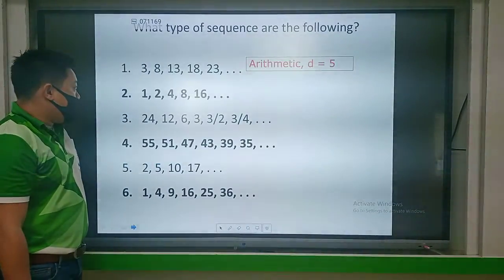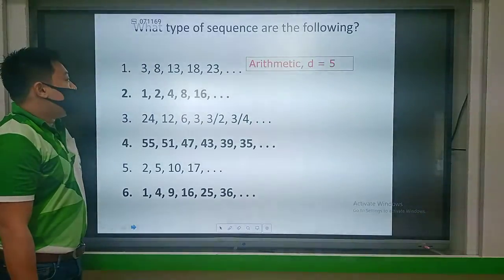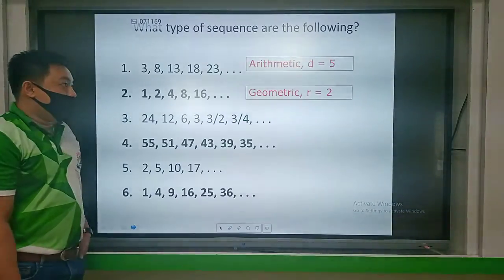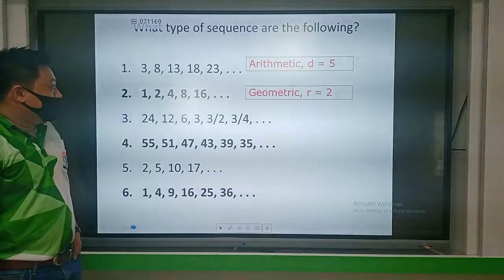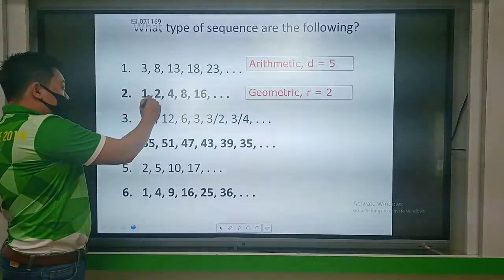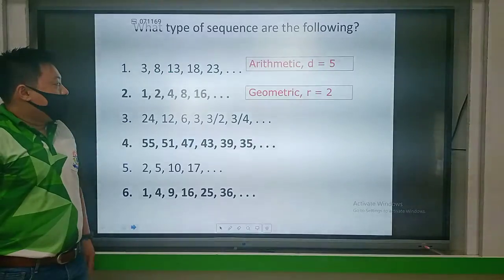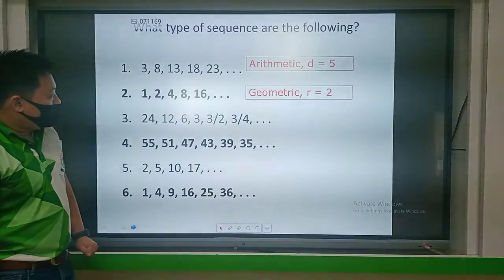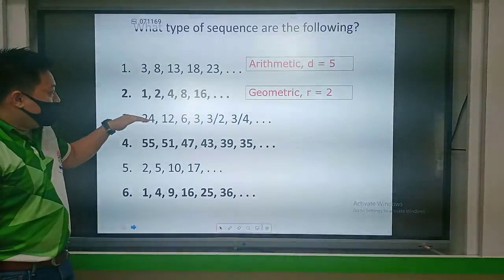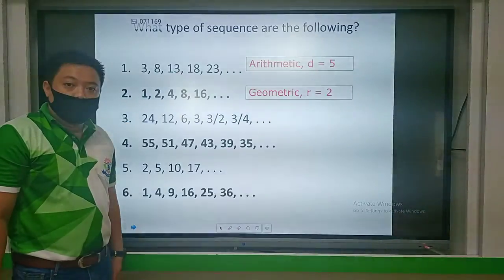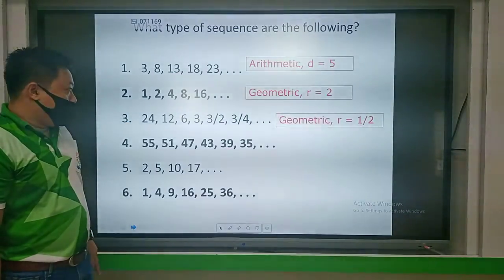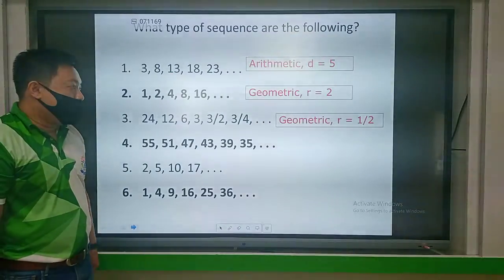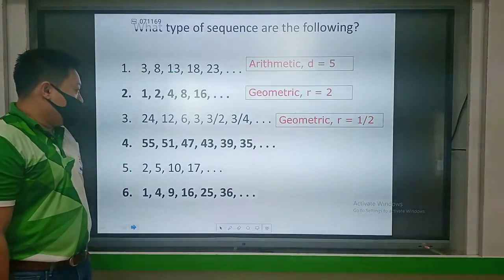How about number 2? Yes, it's geometric, with common ratio of 2, or r is equal to 2. We multiply by 2: 1 times 2, 2 times 2 is 4, 4 times 2. Number 3, what do you think happens? It is multiplied by 1 over 2, so we have geometric again. All of the consecutive terms are multiplied by 1/2.